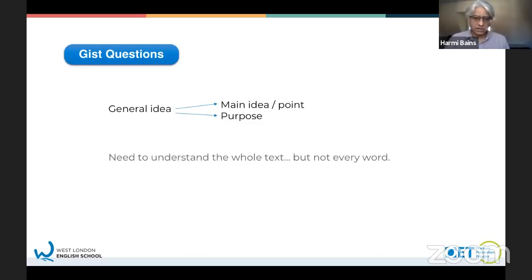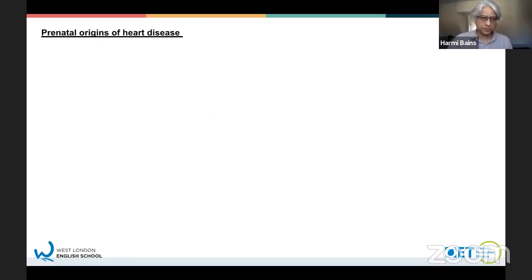So with gist questions, it's important that you do understand the whole text, but you don't have to understand every word. You really just need to get the main idea of the paragraph. It's like the opposite to detailed questions, where you're focusing on a specific part of the paragraph. Now you're going to look at the paragraph as a whole. Let's look at an example.